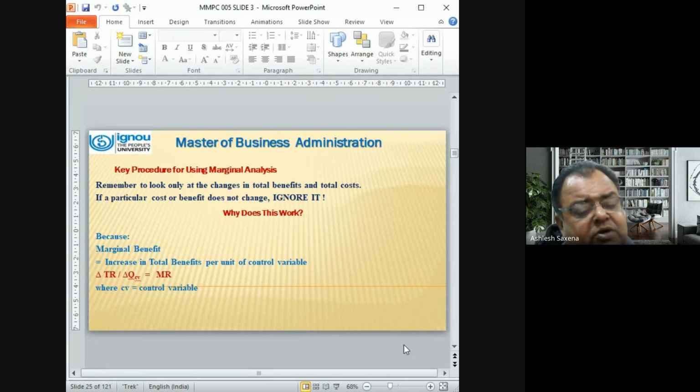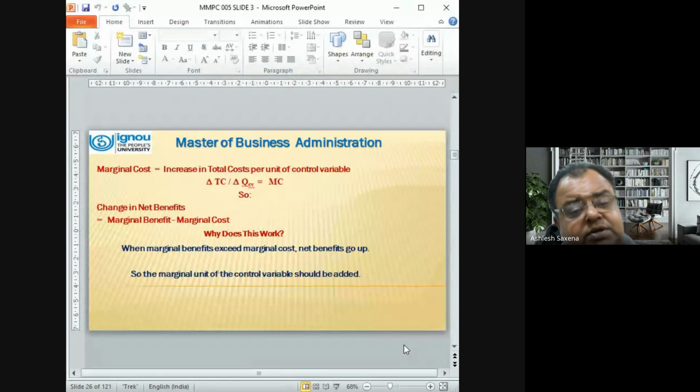Why does this work? Because marginal benefit is the increase in total benefits per unit of control variable. Mathematically, it is denoted by delta TR divided by delta Q, which is equal to marginal revenue. Marginal cost is the increase in total cost per unit of the control variable, that is delta TC upon delta Q, which is equal to MC. So the change in net benefits is the difference of marginal benefits and marginal cost. When marginal benefits exceed marginal cost, net benefits go up, so the marginal unit of the control variable should be added.